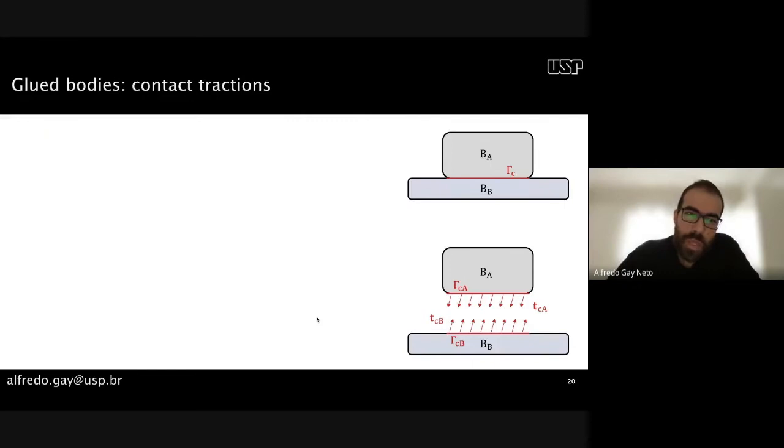Then let's say that we have a simple constraint between bodies. Imagine that you have two glued bodies. So you have a body BA, glued with BB, and you have this gamma C region here. It's the region where the bodies are glued, so the region where we have some kind of interaction. Here I put both bodies apart just to show the traction in the region of the contact that we have in this glued region. And this field here is a kind of surface load that we can think of as a Neumann boundary, very similar to a Neumann boundary if you think of each body separately.